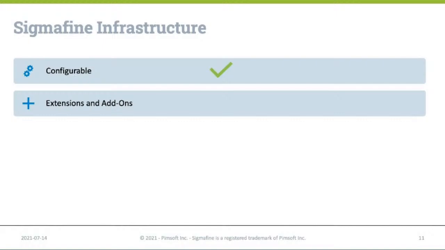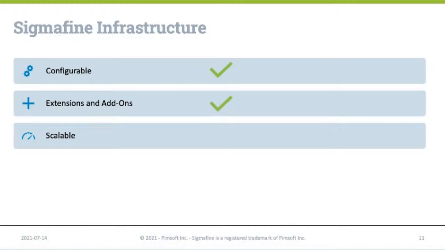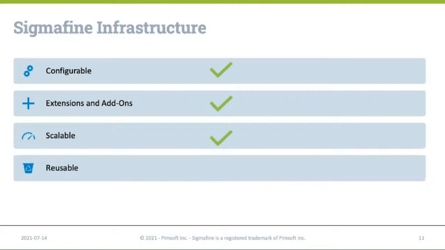energy, thermodynamics, and psychometrics. Sigmafine is scalable and can focus on a small facility with 250 assets or up to 20,000 assets. It is also reusable in the sense that you can use the same model to do mass balance, energy balance, and other analysis. There is no need to create different models for different requirements.